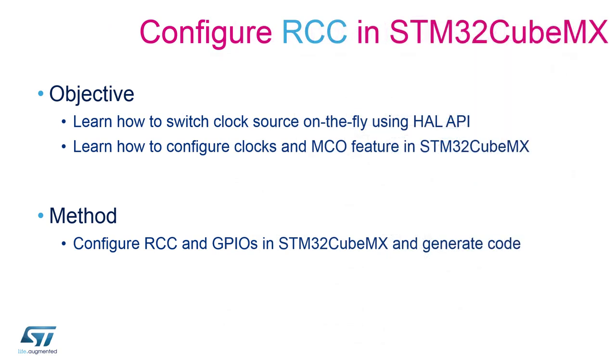Our goal in this example is to learn how to change a clock source on the fly using the HAL API. We will also learn how to output a selected clock from one of the low-speed oscillators on a dedicated pin. This feature is also available for all the high-speed clocks. Without further ado, let's launch our STM32CubeMX to start initializing our peripherals.